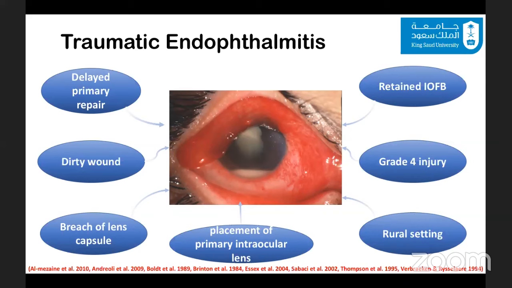These are factors that increase the risk of endophthalmitis. We already have the retained intraocular foreign body. In addition, the breach of the lens capsule, the dirty wound, the delayed presentation, and the delayed primary repair, in addition to the rural setting, all increase the risk of endophthalmitis.